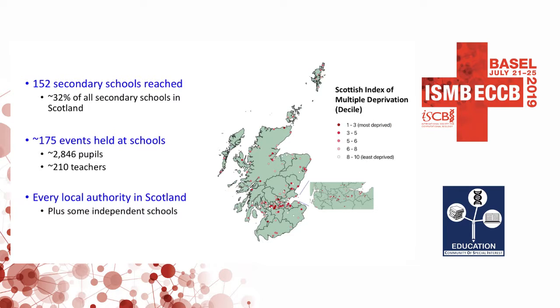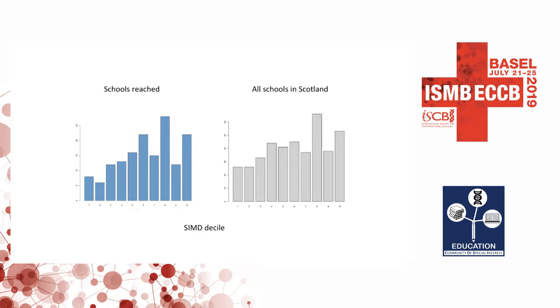So each of these dots is a school that we've reached, and the colour is based on their position on that multiple deprivation index. So the darker the red dot, the more deprived; white, least deprived. From just looking at that, it's hard to really tell what's going on, but it then allowed us to make these very simple histograms where we compared the schools we've reached in Scotland in each decile to the total number of schools in each decile.